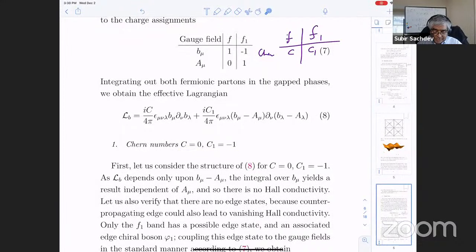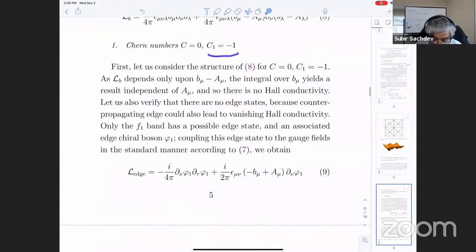So naively, you would think, oh, there is an edge state. The F1 band has Chern number 1, so there should be an edge state associated with the F1 fermion. How come I don't have an edge state? Okay, well, the answer is the following.